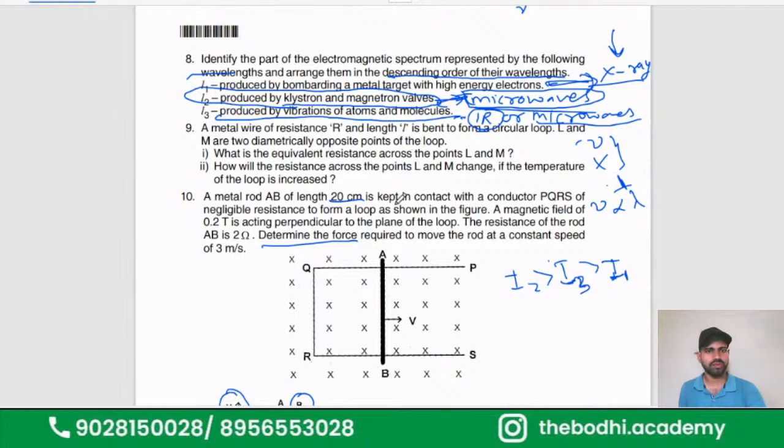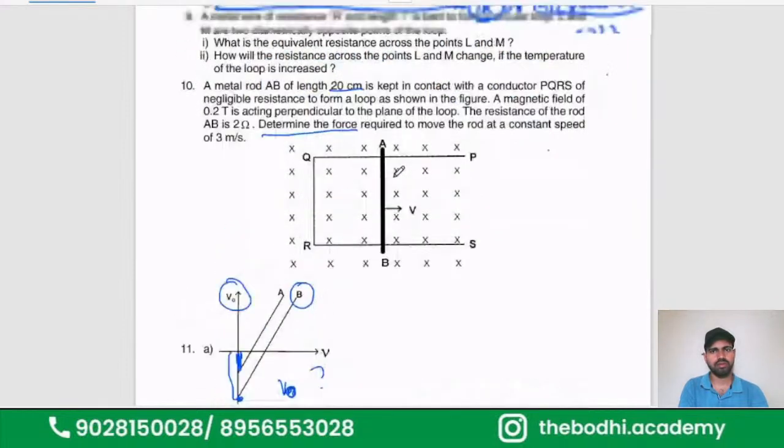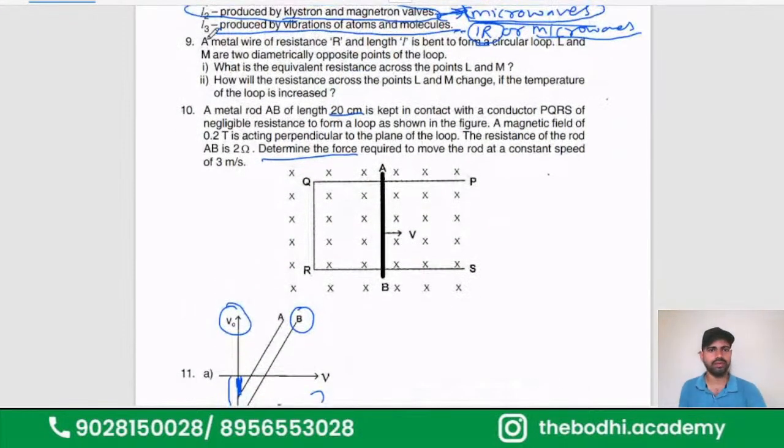Next. Yeah, here only we have. A metal wire of resistance R and length L is bent to form a circular loop. L and M are the two diametrically opposite points on the loop, like this. One point here, L and M.